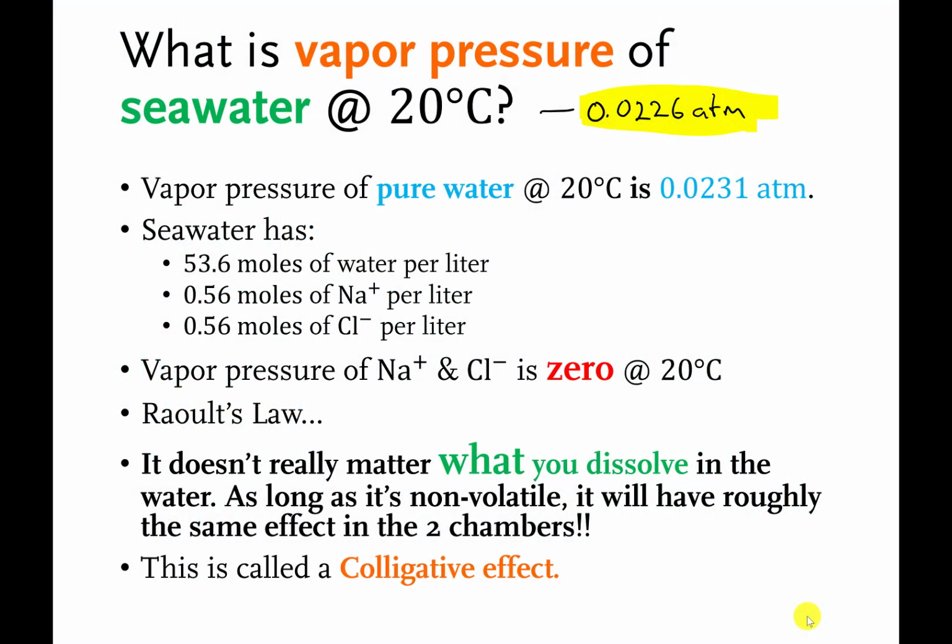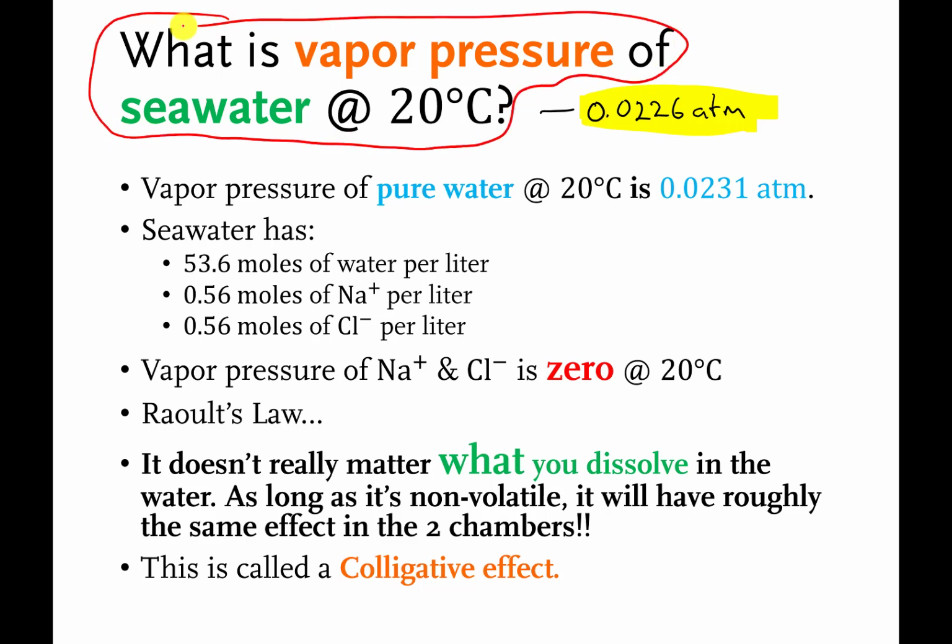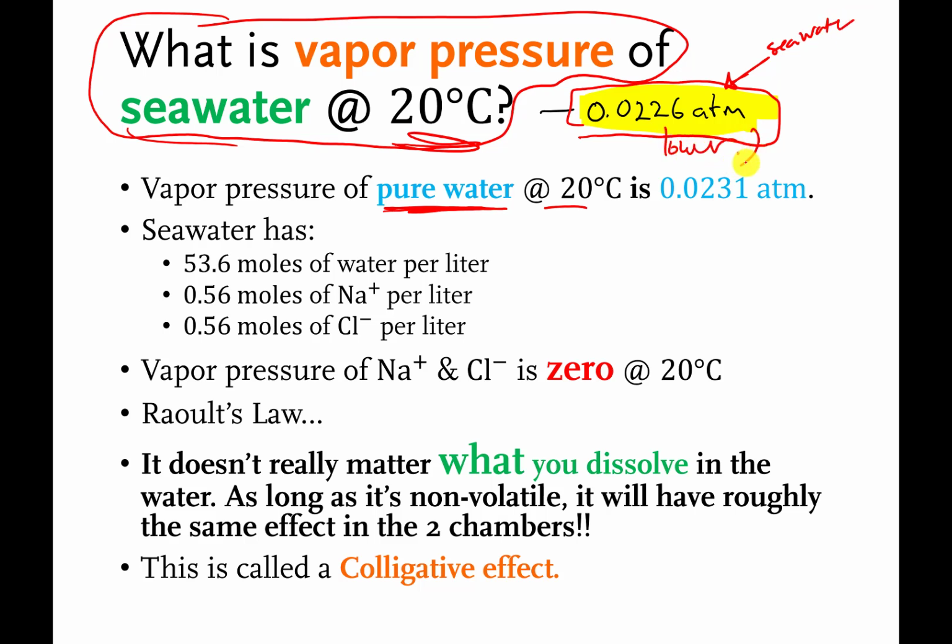Okay, in the previous video, we tried to answer this question, and we did answer it. What's the vapor pressure of seawater at a certain temperature? We came up with this answer, 0.0226 atmospheres, and we compared this to pure water, which is not seawater, at the same temperature, and the vapor pressure of seawater is lower than the vapor pressure of pure water. And the reason is because we have other things other than water mixed in with seawater.